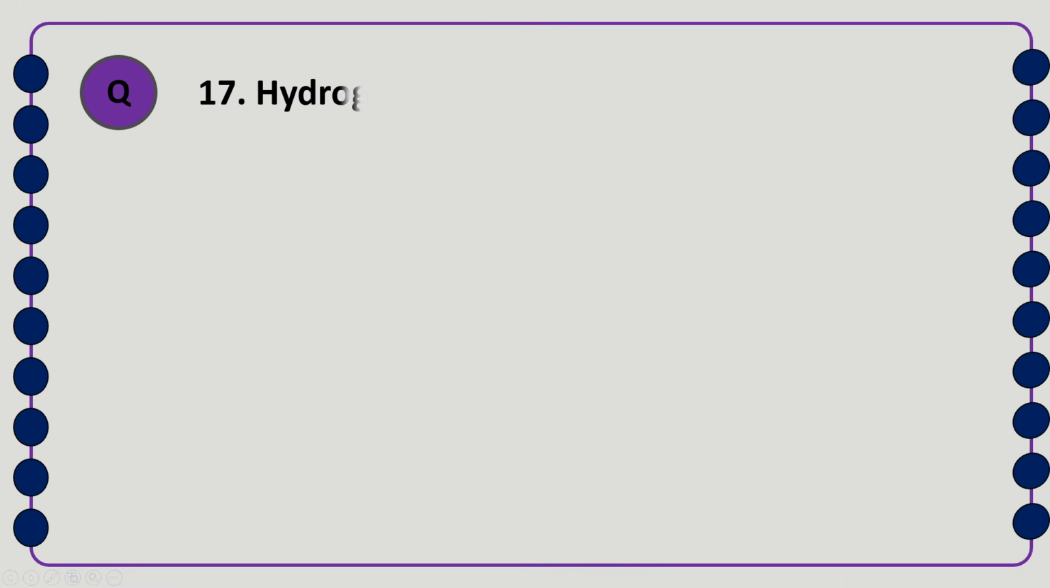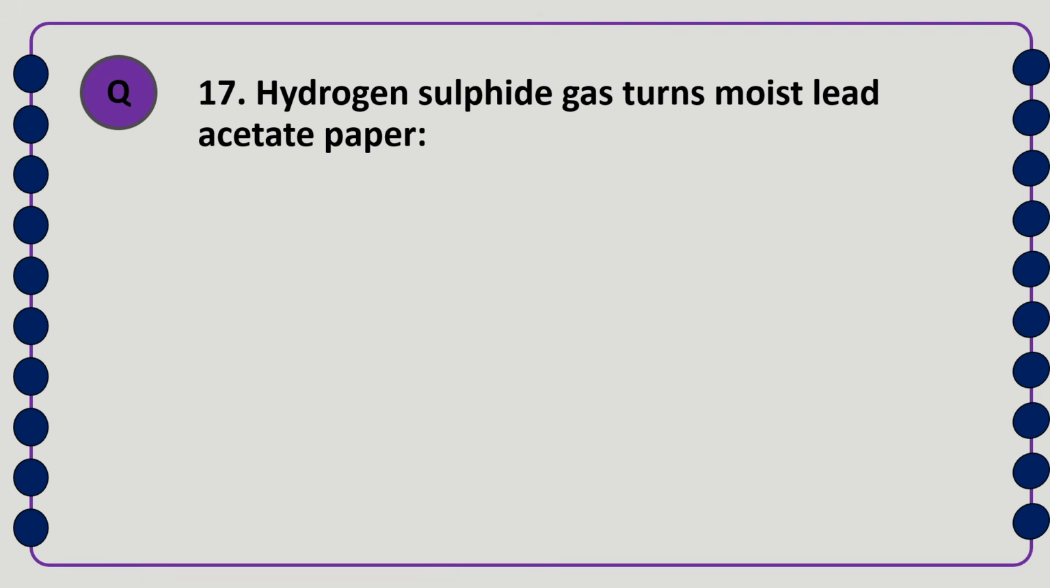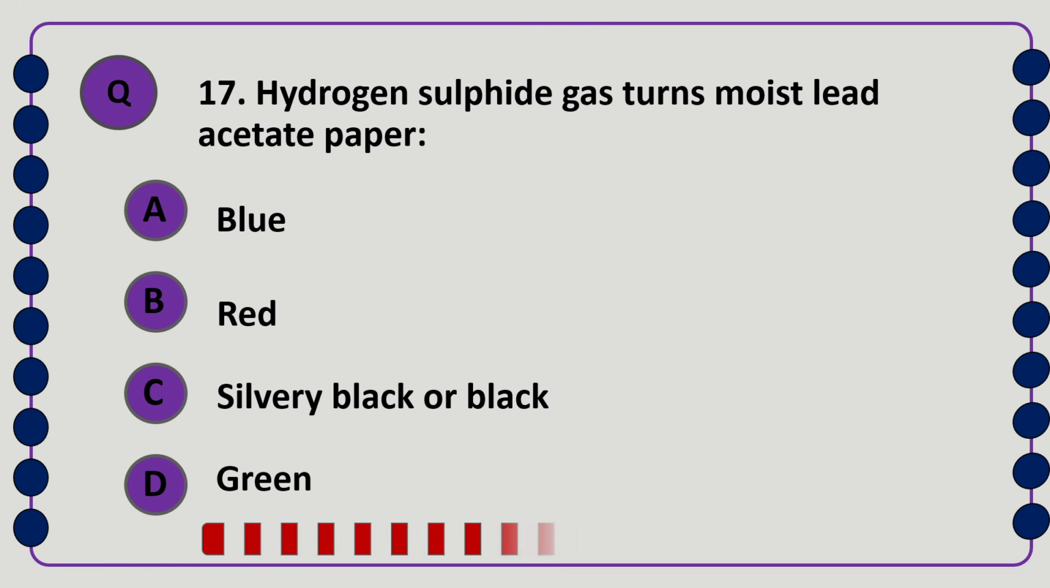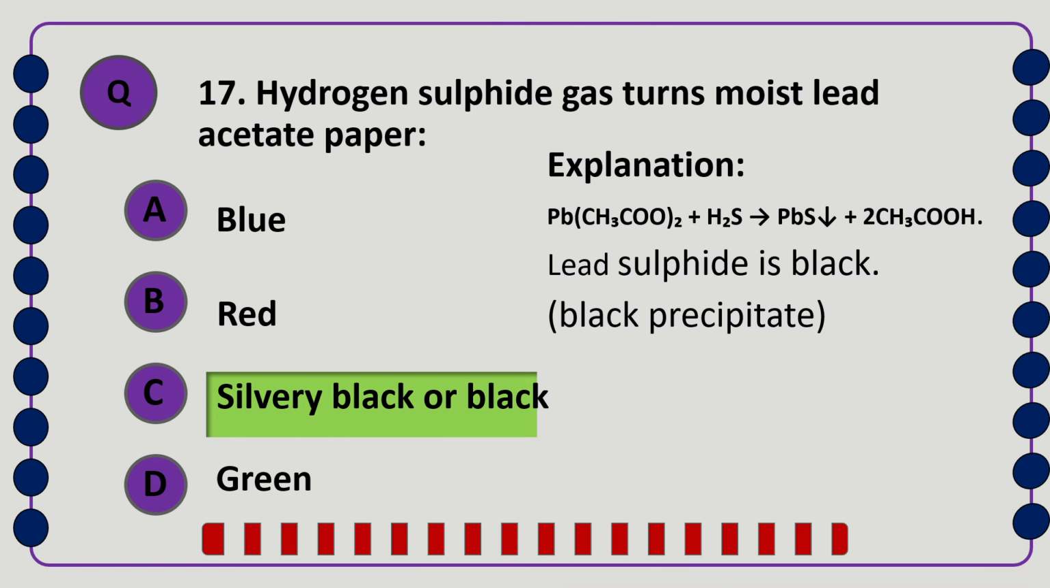Question number 17. Hydrogen sulfide gas turns moist lead acetate paper. So here we can see lead acetate paper is used as a reagent. The options are blue, red, silver, black, or black and green. The option is silvery black or black. The explanation is when lead acetate paper comes in contact with hydrogen sulfide, it forms lead sulfide which is black in color.